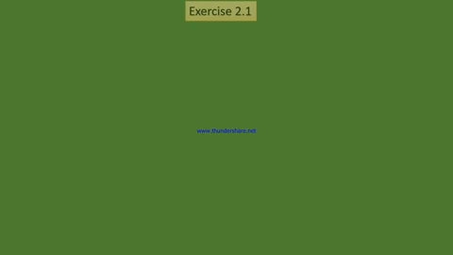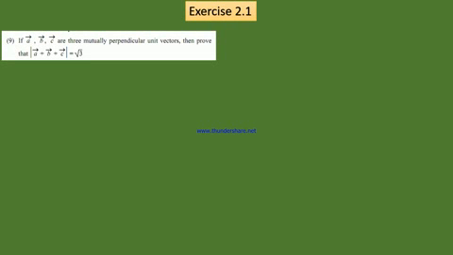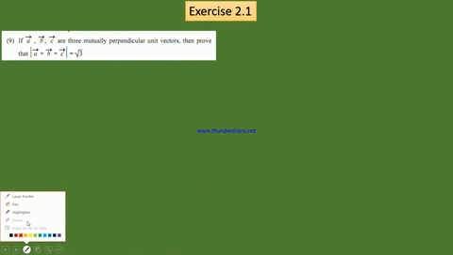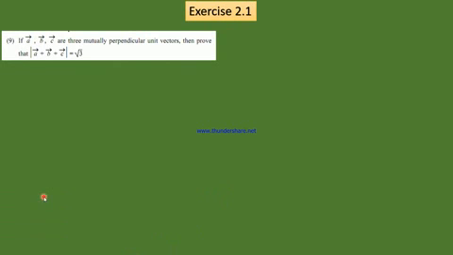Good morning. In this slide we are going to see exercise 2.1, ninth question. In the ninth question, what they are asking is: if vector A, vector B, vector C are three perpendicular unit vectors, then prove that modulus of A vector plus modulus of B vector plus modulus of C vector is equal to root 3. It is also a very easy question.